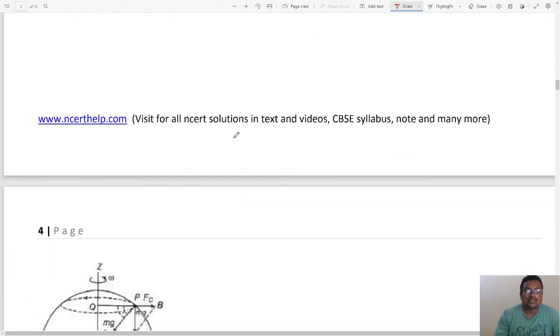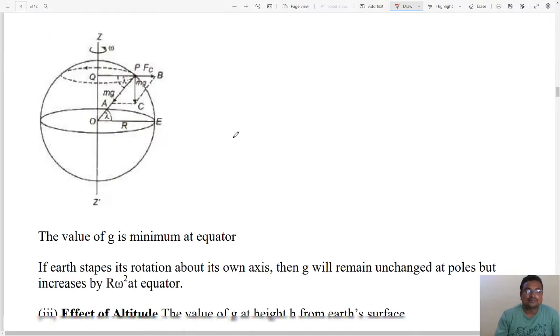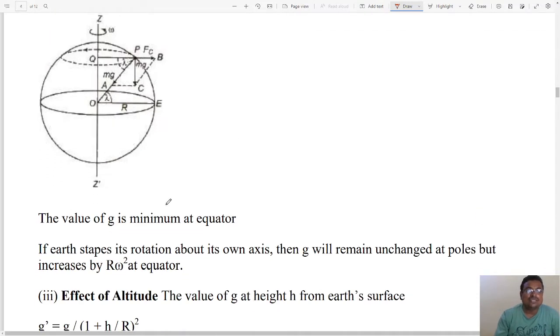These are the points. Now, my dear friends, see here the value of g, where is the g maximum, where is the g value minimum. The value of g is maximum at the pole. The value of g is minimum at the equator.